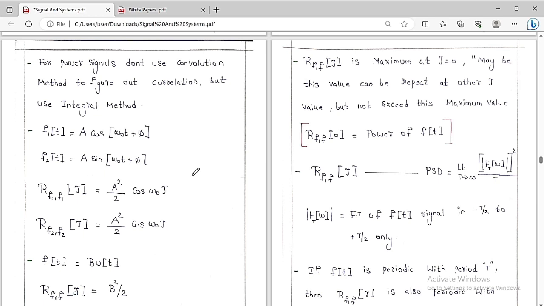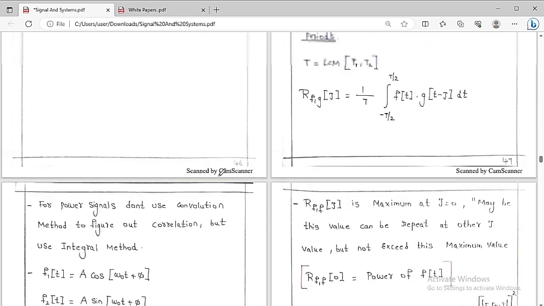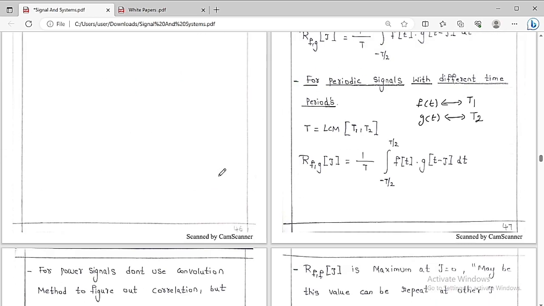Whereas for energy signals, I've already told you one important point. Let me write this point. For energy signals, the correlation is nothing but f of t convolved with g of minus t, and finally replace t by tau and tau by t. This I've already told you.